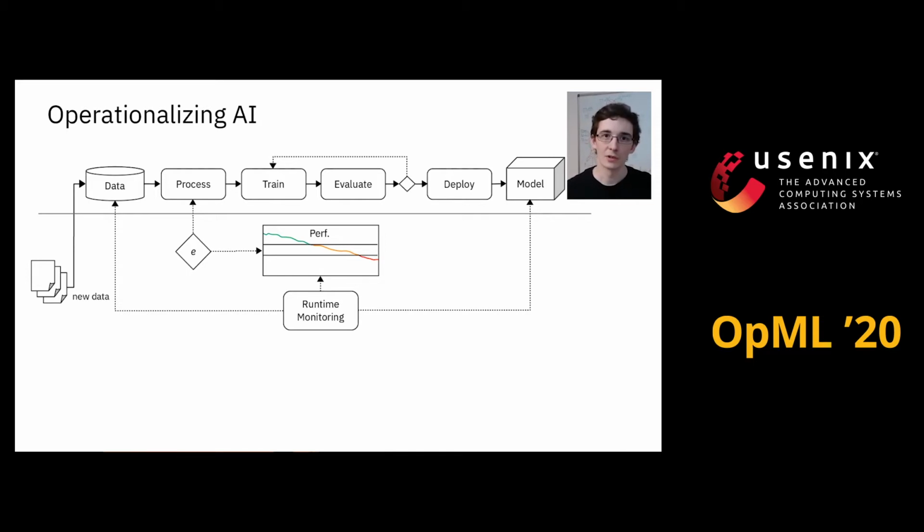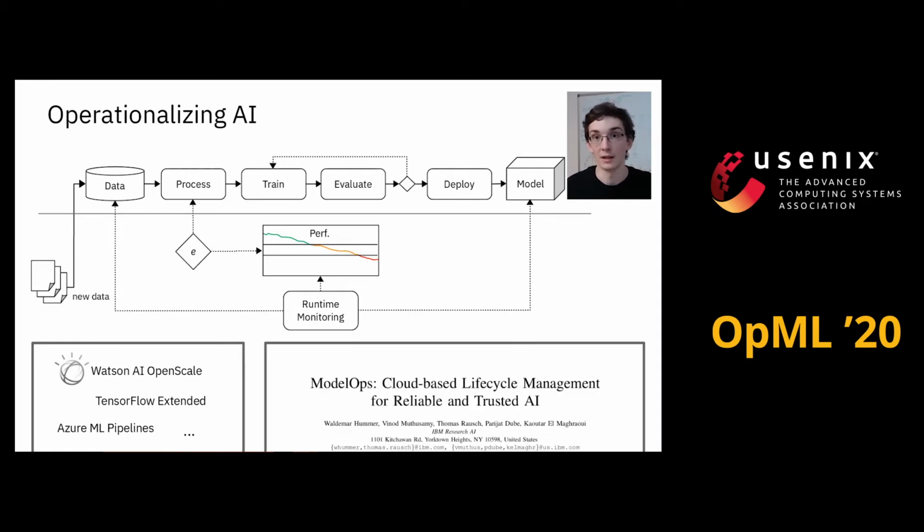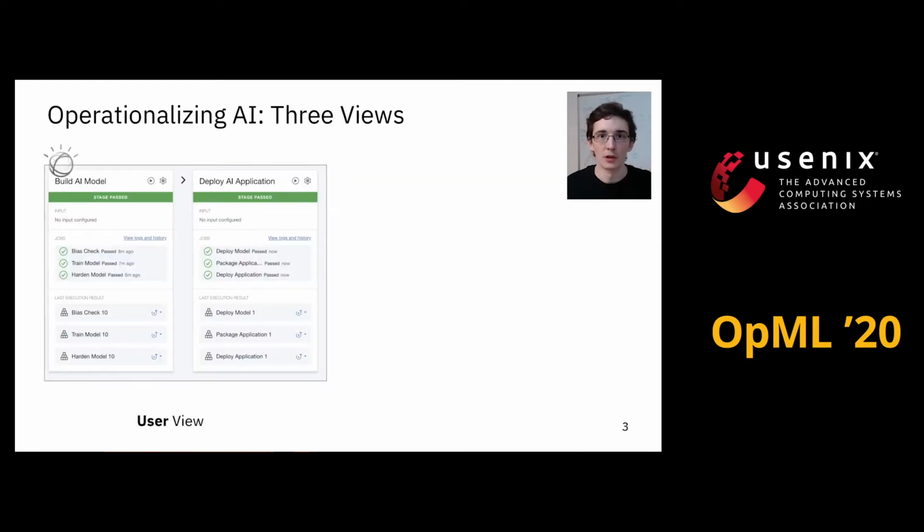There are different names for this idea. We call it AI ops, and its importance is made evident by the many industry platforms that already exist, and also the academic literature in this area, to which we have also contributed in the past. What emerged for us were three views on AI ops.